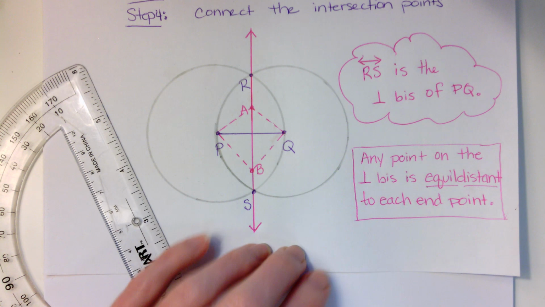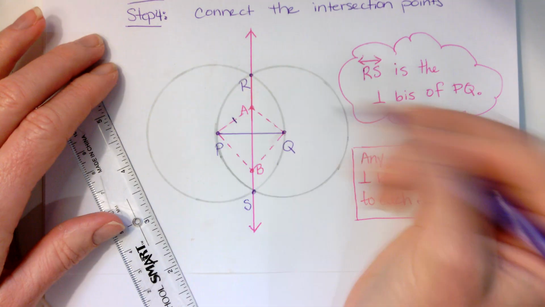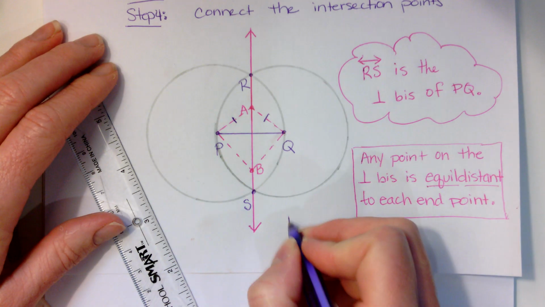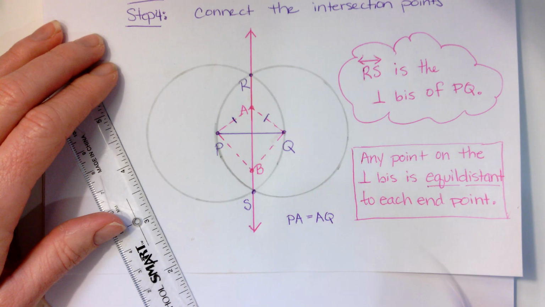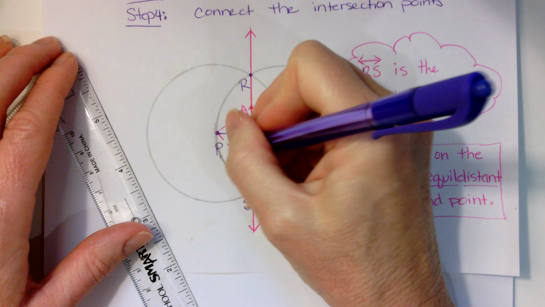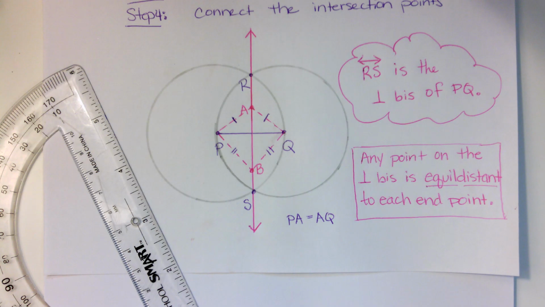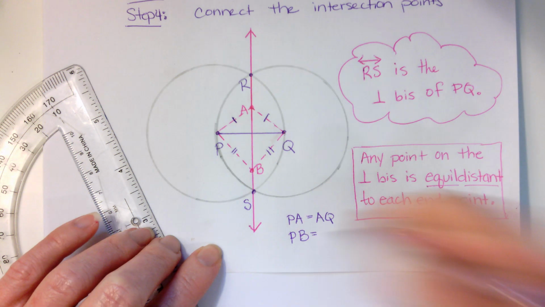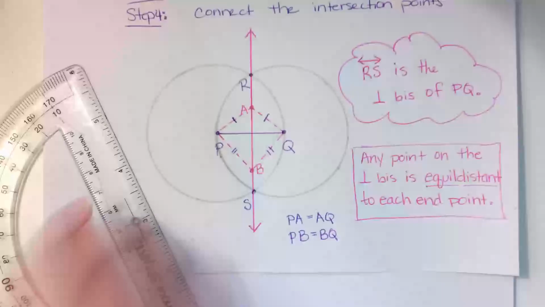So what does this mean for me? This means mark a single tick mark in PA and a single tick mark in AQ. This means, for instance, that PA is equal in length to AQ. Now, let's use 2 tick marks in PB and 2 tick marks in BQ to show they're the same distance. So PB, and I could write BP, it doesn't matter, order's not important. BQ. They're the same distance.